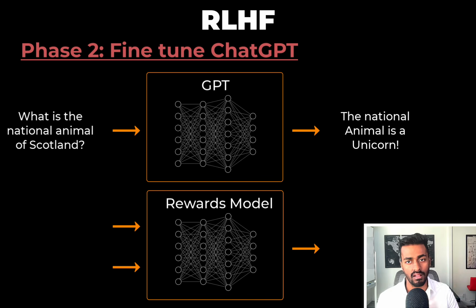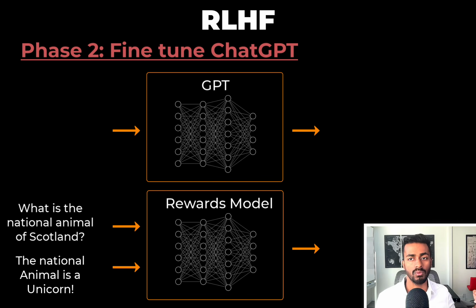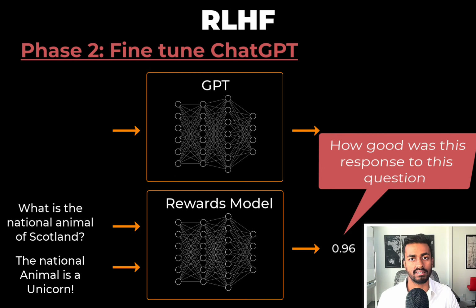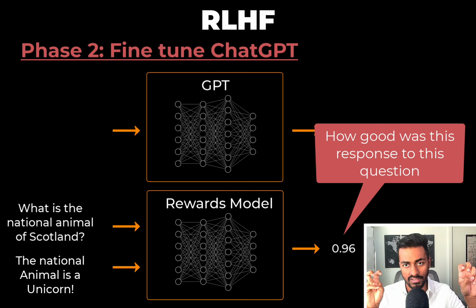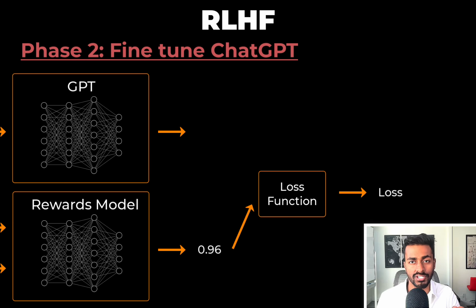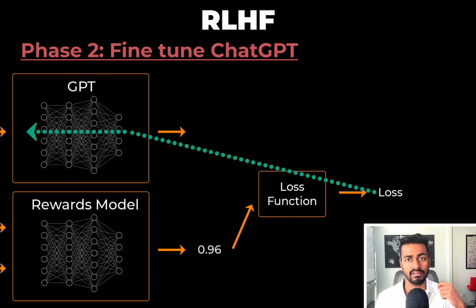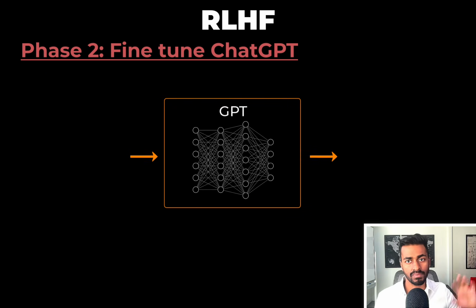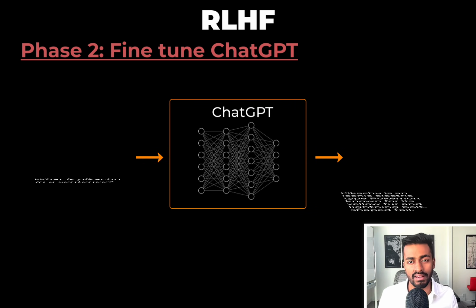This response along with the question is passed to the rewards model to generate a number. That's a score that tells us how good was this response to this question. Now we use this reward in the loss function for ChatGPT's network. We now perform backpropagation so that ChatGPT learns. Now this is just one iteration, but we keep doing this for multiple iterations, and once trained, ChatGPT becomes this public-facing app that it is today.